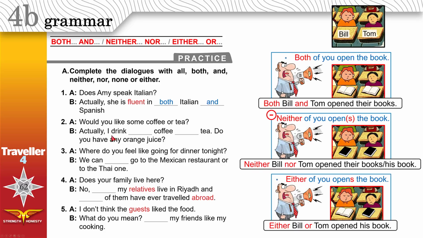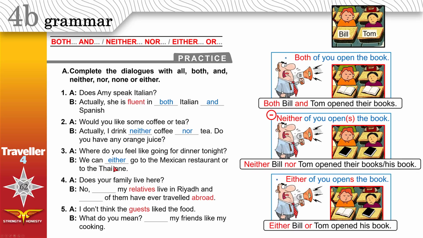Would you like some coffee or tea? Actually, do you have any orange juice? What does that mean? It means he doesn't want coffee and he doesn't want tea. We have two, coffee and tea. We use neither. I drink neither coffee nor tea. Do you have any orange juice? Where do you feel like going for dinner tonight? Where do you want to eat? We can go to the Mexican restaurant, or we have or. That means we will use either. We can either go to the Mexican restaurant or to the Thai one.